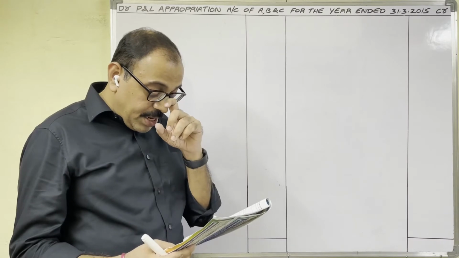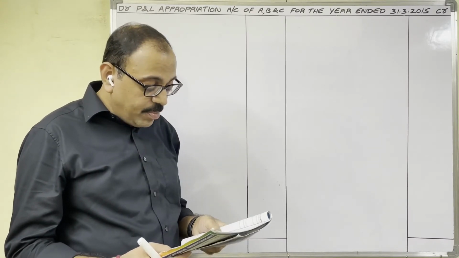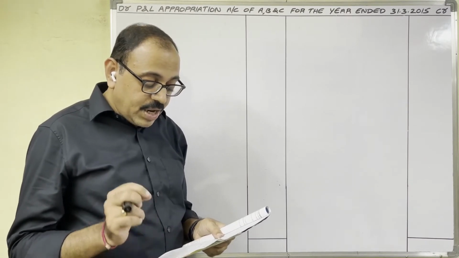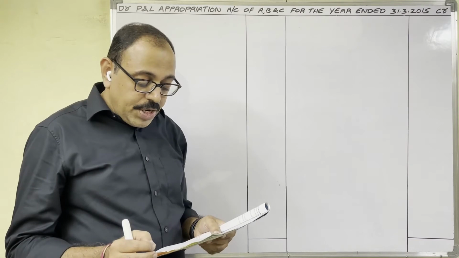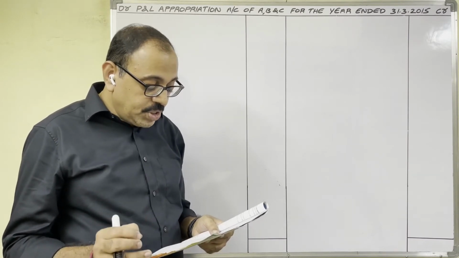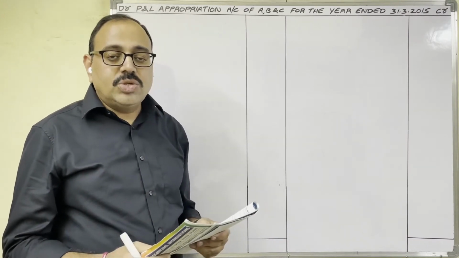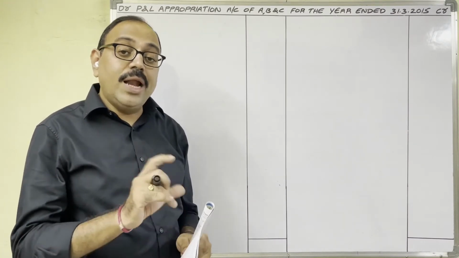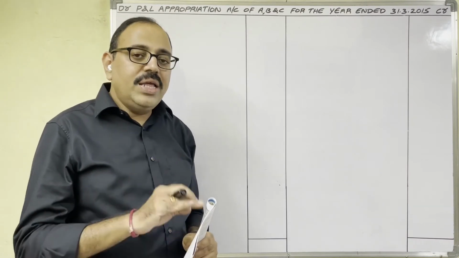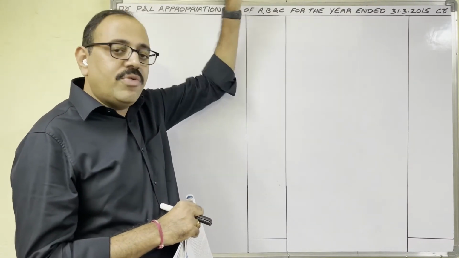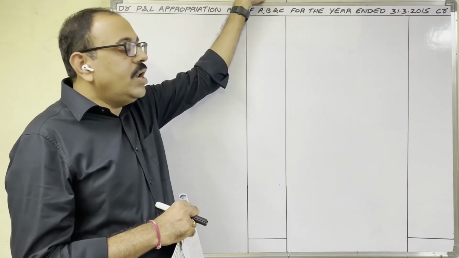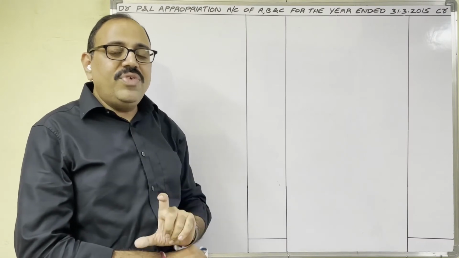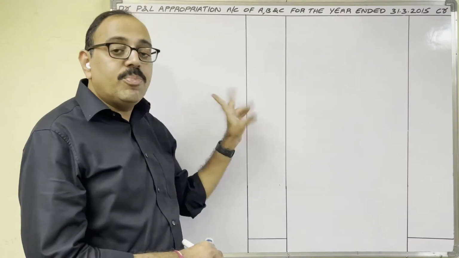The profit for the year ended 31st March 2015 amounted to 56,000 rupees before allowing interest on capital at the rate of 8% per annum, salary to A 6,000 and commission to C 4,000 rupees. So in the question he is giving profit 56,000. This is known as net profit. So they already prepared the trading account and profit and loss account. In the profit and loss account, they got a profit of 56,000 rupees. So with that 56,000 rupees, we have to start the P&L appropriation account.